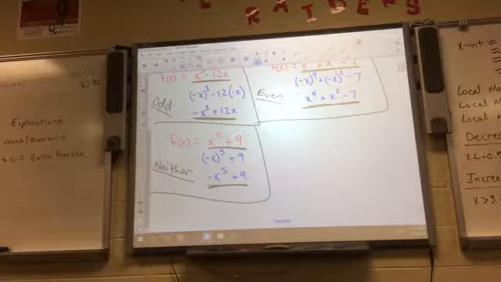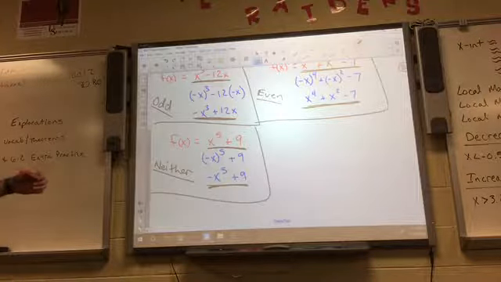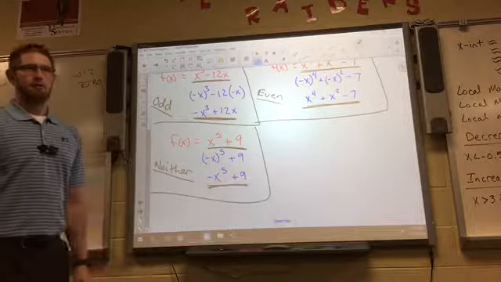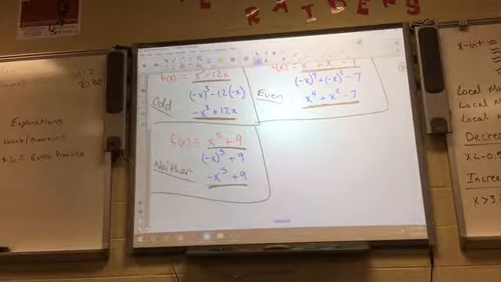Okay. Is it possible for a function with a constant to be odd? No, because by plugging in a negative x, I am not going to be able to change the sign on that constant, right? Because there's no x associated with it.